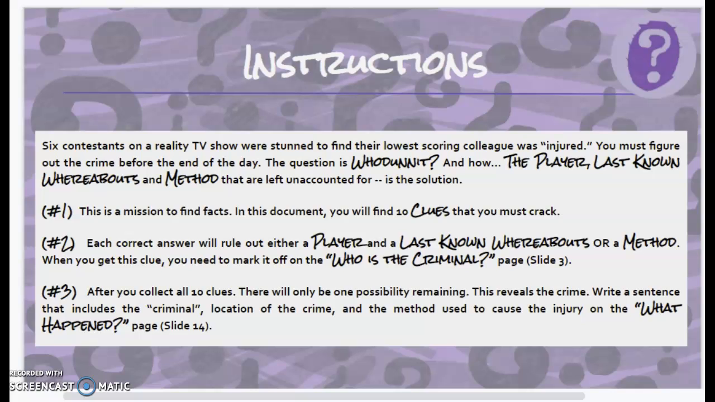Number one, this is a mission to find facts. In this document, you will find 10 clues that you must crack. Number two, each correct answer will rule out either a player, a last known whereabouts, or a method. When you get this clue, you need to mark it off on the who is the criminal page, which is slide 3. Number 3, after you collect all 10 clues, there will only be one possibility remaining. This reveals the crime. Write a sentence that includes the criminal, location of the crime, and the method used to cause the injury on the What Happened page, slide 14.